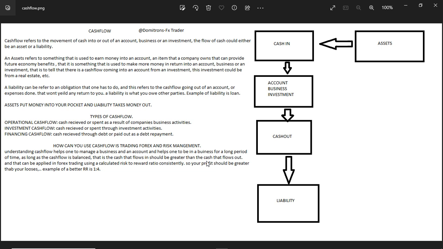Now, when we apply the understanding of cash flow and risk management, we can stay in the market for a long period of time, because I see trading as a business. It will also be very difficult for you to go bankrupt on your account, and you wouldn't lose that much as long as you understand your cash flow and know your risk management. So it is very crucial that you use it in your risk management so that you can maintain financial stability for as long as you can, and make more money instead of losses.